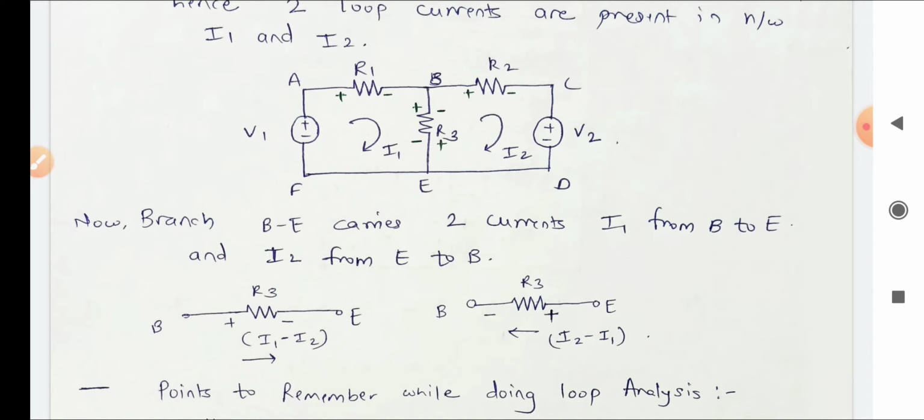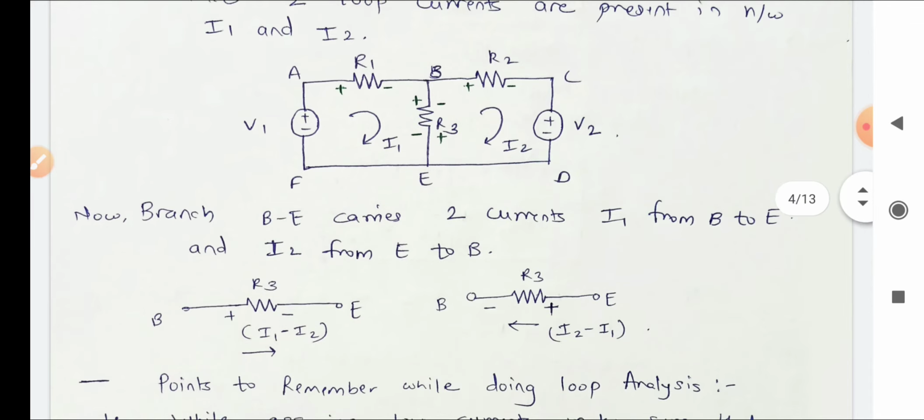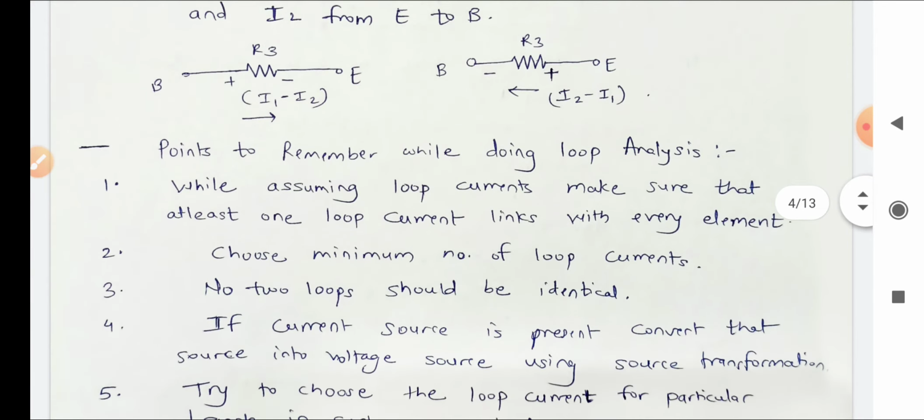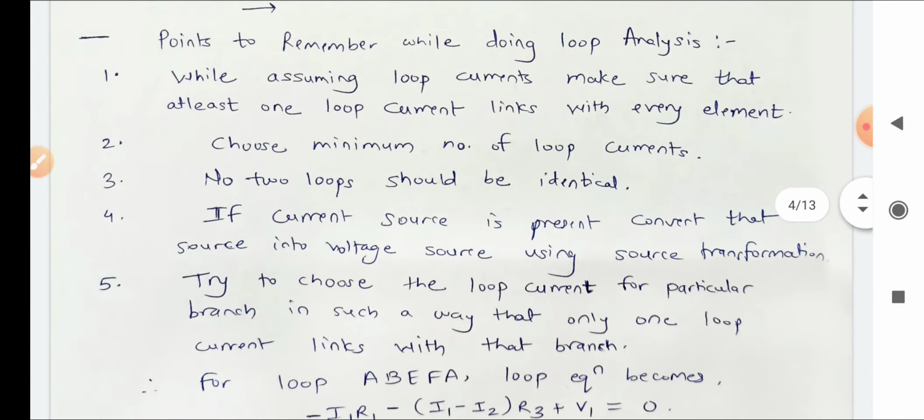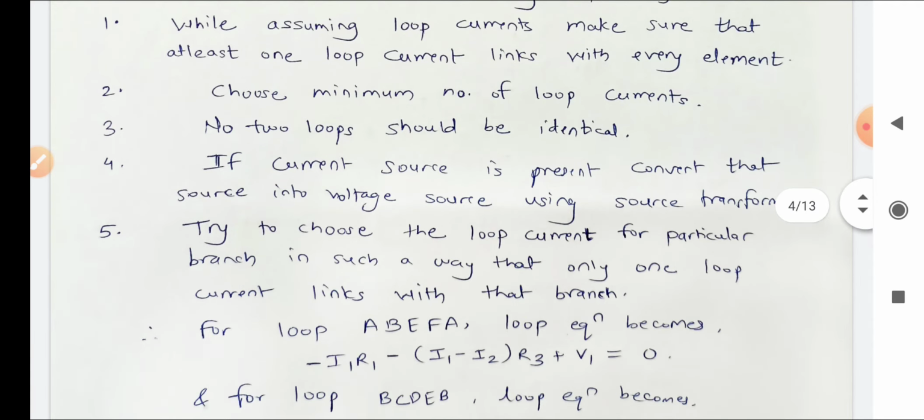Now while writing the equation or while doing loop analysis, we have to remember some main points. We have to choose the minimum number of loop currents. No two loops should be identical. This is another main point. And if a current source is present, we are going to convert that source into a voltage source by using source transformation. So these are some important points while doing the loop analysis.